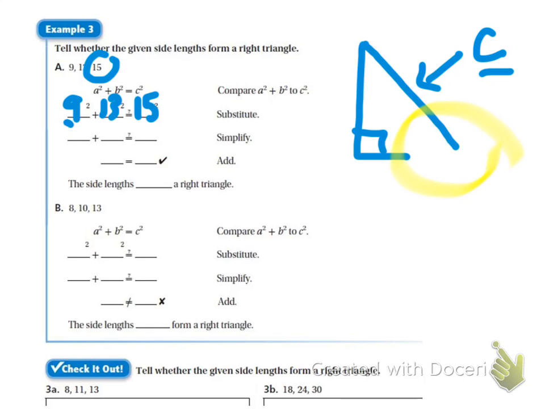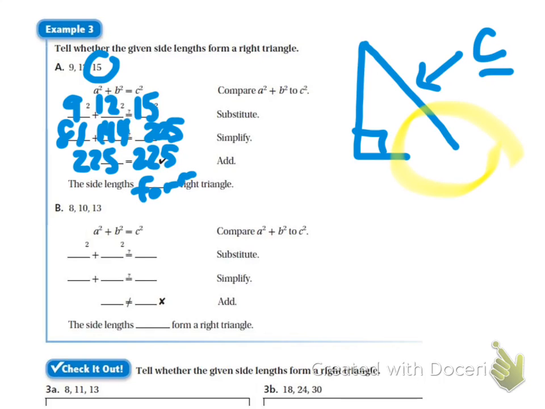So I solve 81, 169, 225. Oh, excuse me, this was 12. I put 13. So that should be 144, and then 225. And then 81 plus 144 is 225. So does that check? Yes. The side lengths form a right triangle. Excellent job. Okay, let's check out letter B.